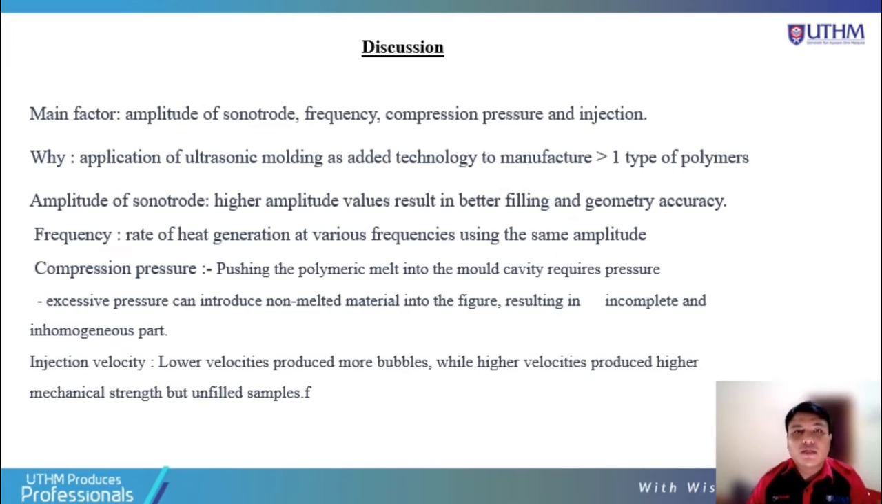And last but not least, the injection velocity. Lower velocity produces more bubbles, while higher velocities produce higher mechanical strength but unfilled samples. When processing polypropylene, increasing sonotrode velocities provide better filling results. When processing ultra-high molecular weight polyethylene with configuration 2, the higher velocity provides better tensile strength.